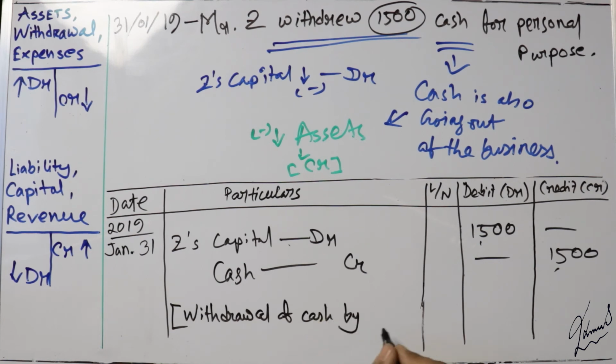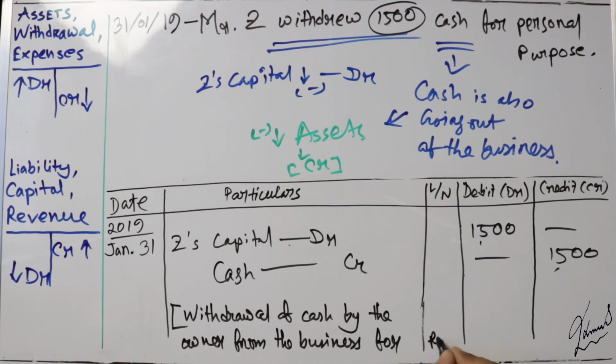So capital debit, cash credit, and the note will be withdrawal of cash by the owner for personal purpose. Had he withdrawn the cash for business purpose, it would be considered as an expense, or we could mention the purpose. It would not be withdrawal, but because it is for personal purpose, we are using withdrawal.